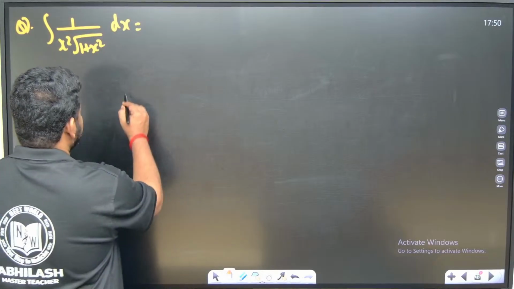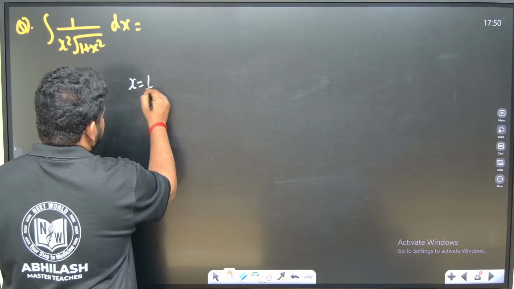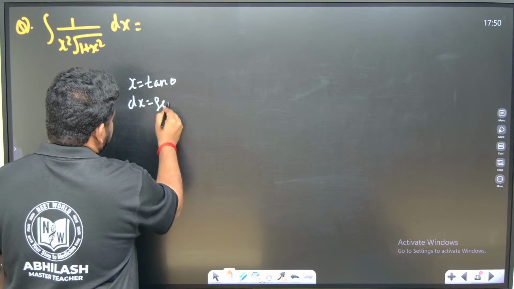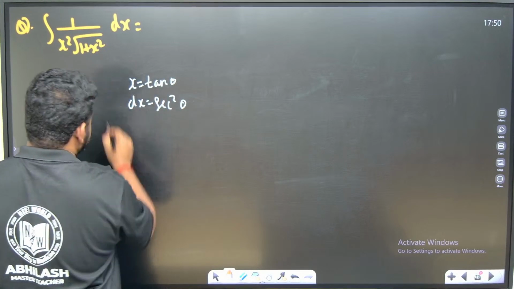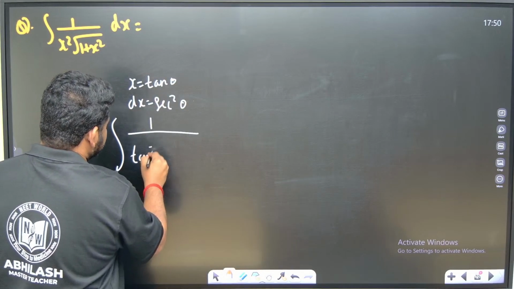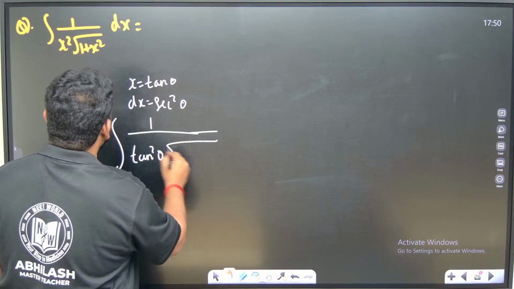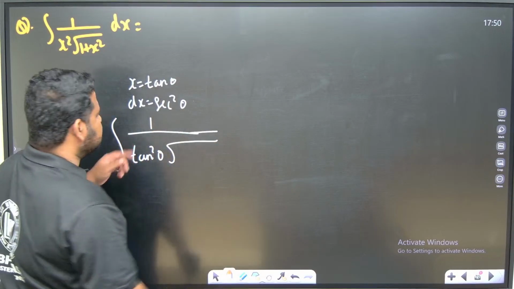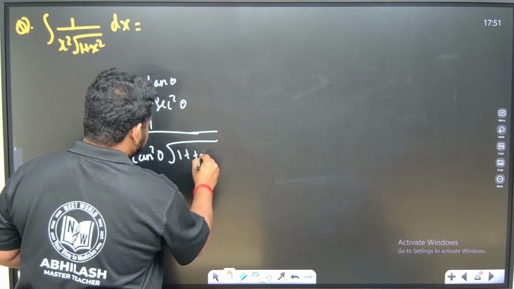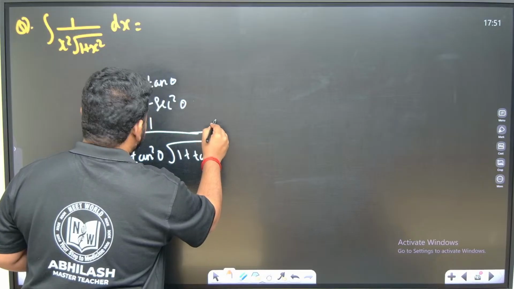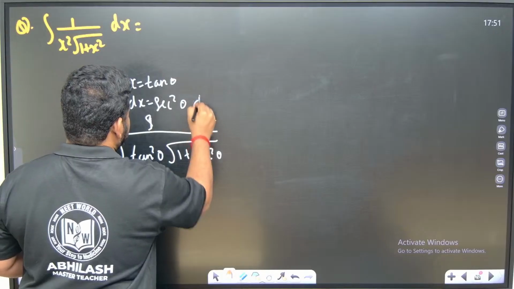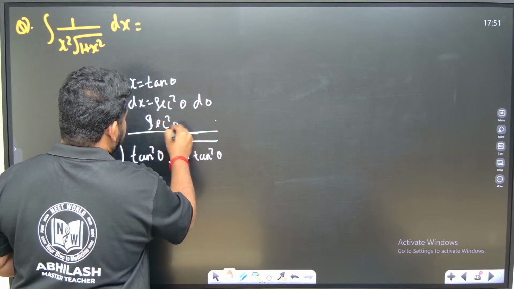If I put x is equal to tan theta, dx will become secant square theta. So this integral will become: 1 by x square will become tan square theta, into the integral of square root of 1 plus x square, which is 1 plus tan square theta. And dx is secant square theta d theta.